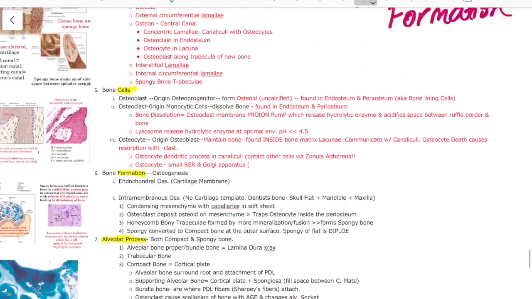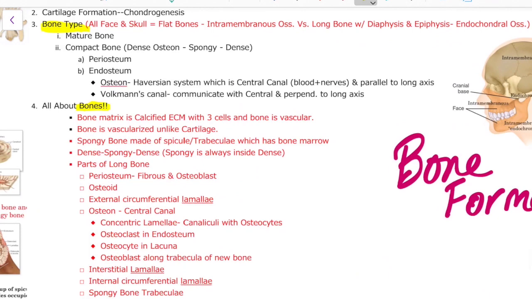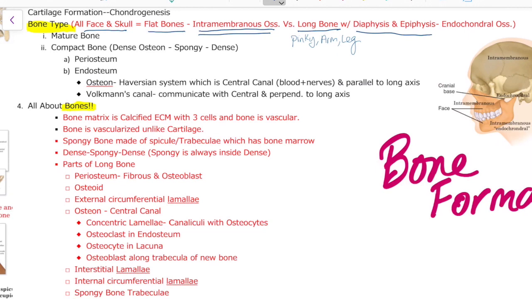We will start with the types of bone. As you can see here, all face and skull bones, the flat bones, grow by intramembranous ossification, whereas the long bones, such as your pinky, your arm, your leg, everything which has a diaphysis and epiphysis, grow by endochondral bone formation. Once again, we will not cover mature bone.